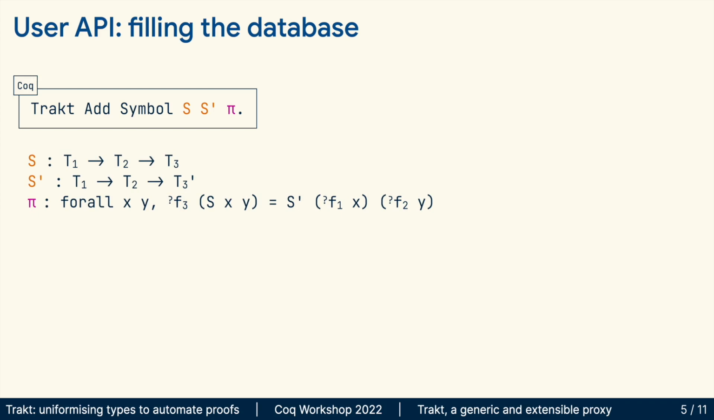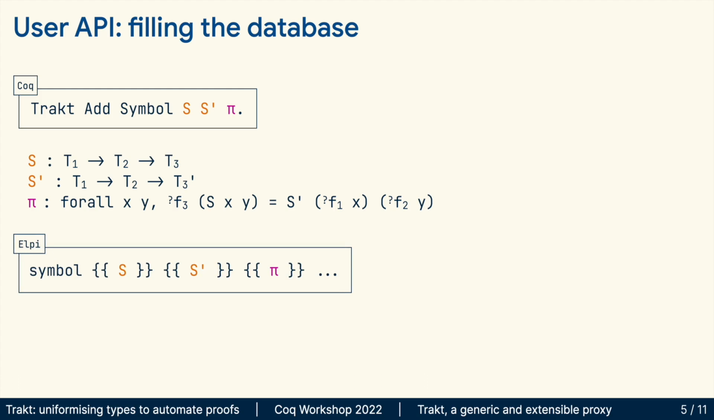Here you can see that the type of the proof still conveys the idea that we embed S to get S prime, but S takes arguments now. And here's an example. We can add a symbol with the addition, and it works the same way.